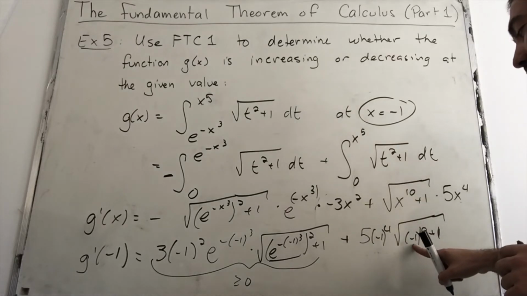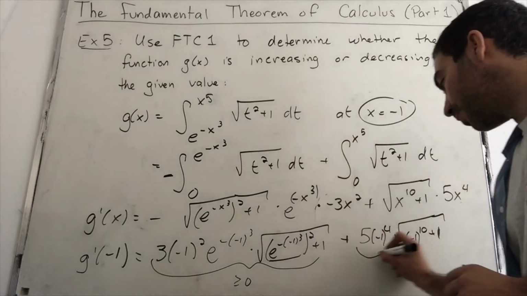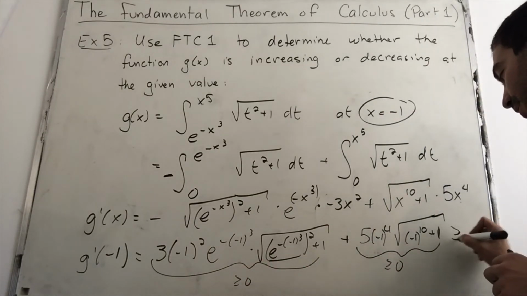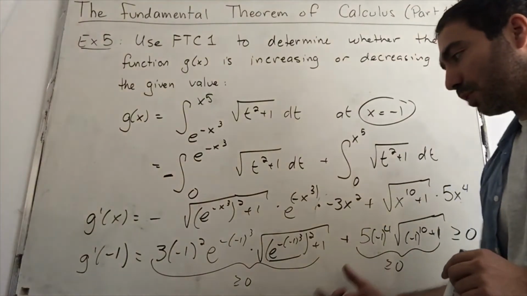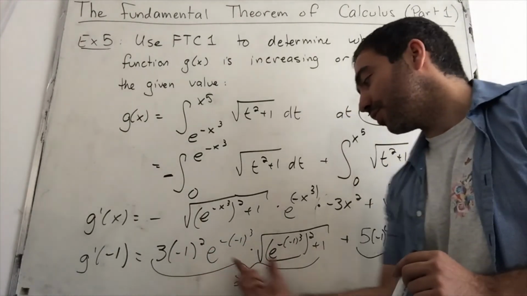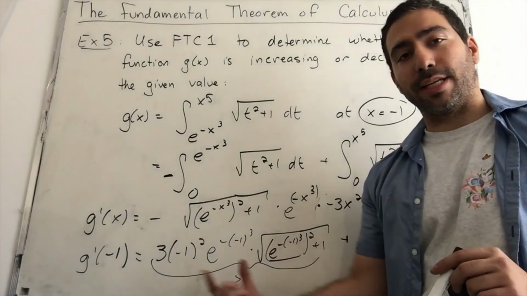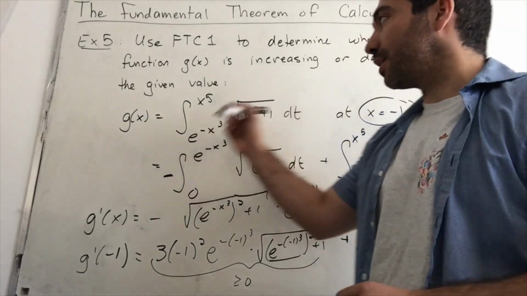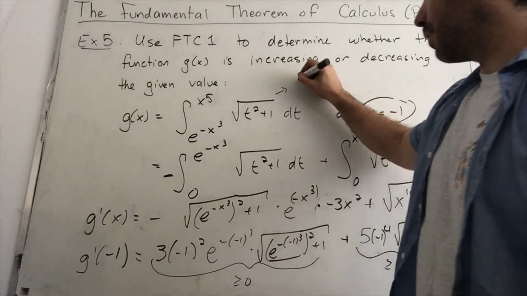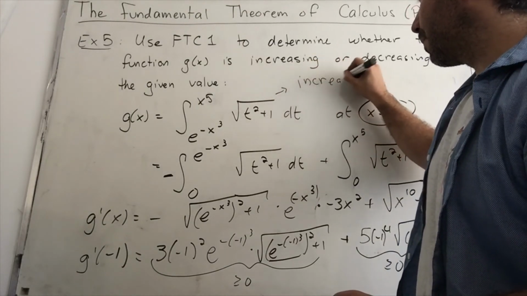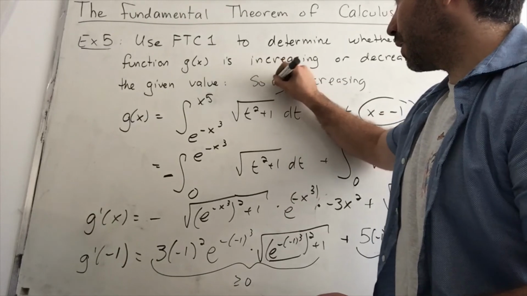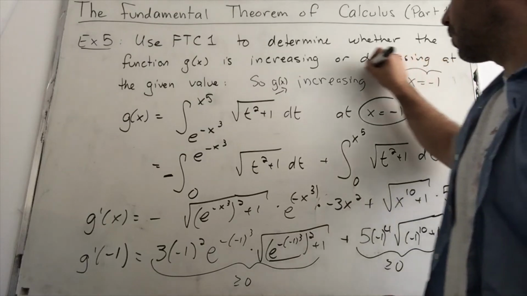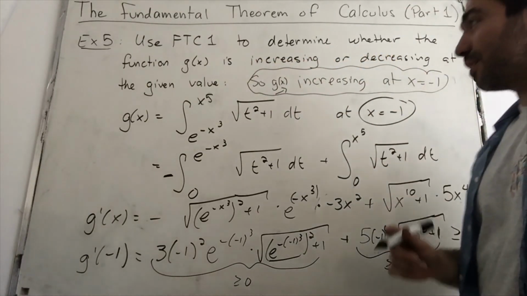So this value is just positive 1 plus 1, that's 2. This is square root of 2. This whole thing is positive, greater than 0. Since you're adding a positive with a positive, this whole thing is positive. Okay, so without using a calculator, we are able to analyze these values and see if we get a positive or a negative value. In this case, it's positive. So what could we conclude? We could conclude at negative 1, this function g of x is increasing. So g of x is increasing at x equals negative 1. And that's the final answer.